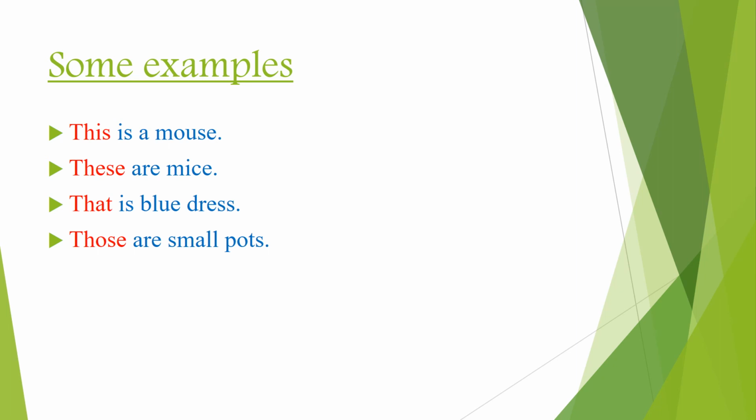Let's read some examples. This is a mouse. These are mice. That is a blue dress. Those are small pots.